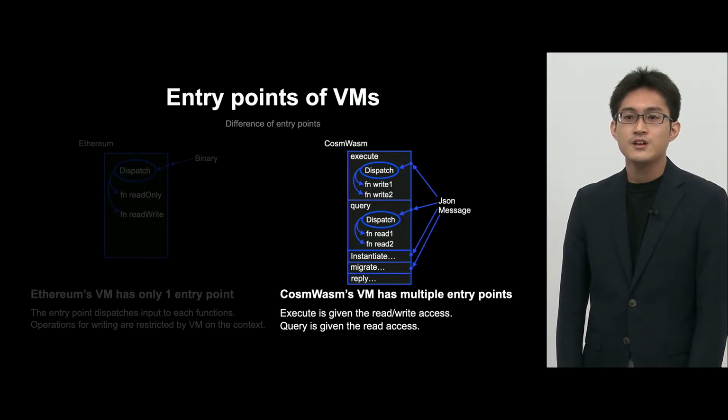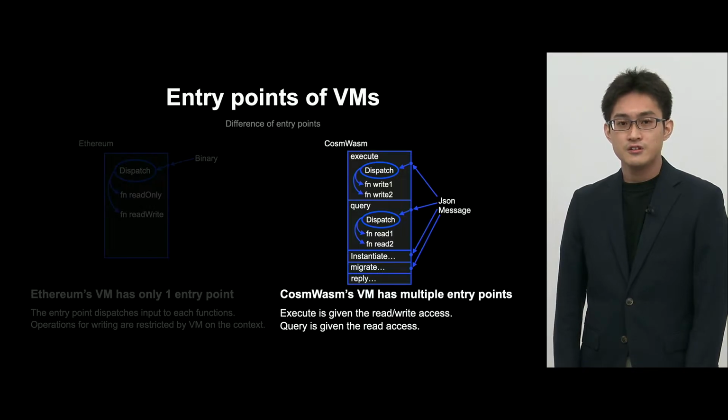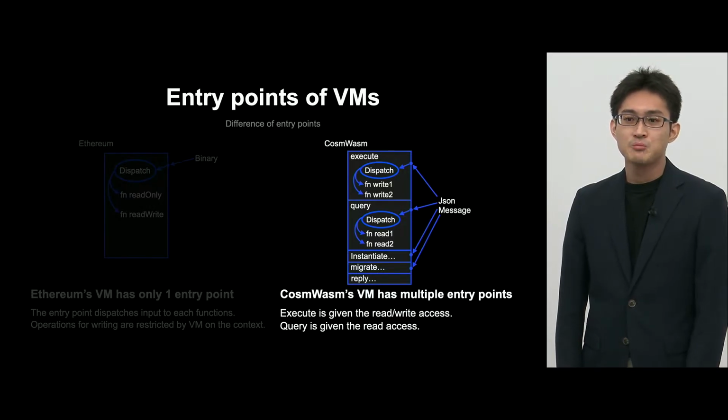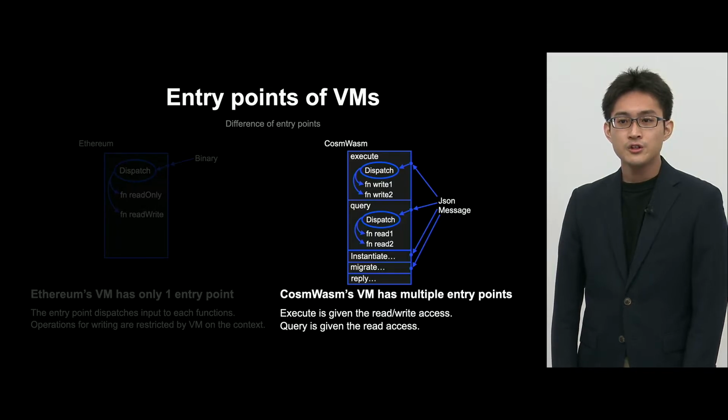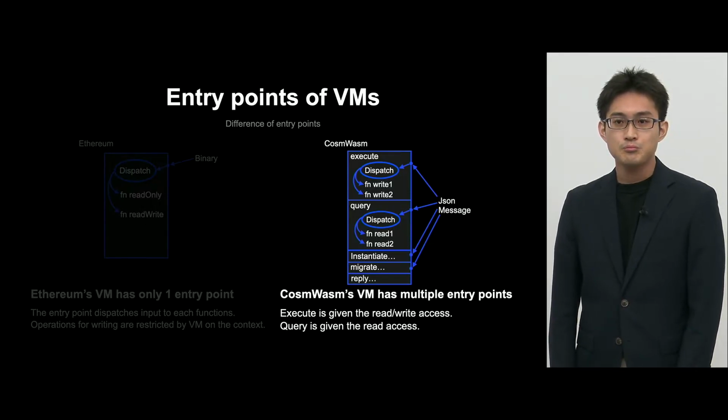On the other hand, CosmWasm has multiple entry points, and each has a different role. The basic function is the execute and query. Execute is a read-write authority to storage. Query is a read authority, and it only has that function in the entry point. Other entry points have their own roles. Instantiate and migrate will not be explained in detail here, but reply is a function for contract interaction, and it will be explained in the sub-messages reply.